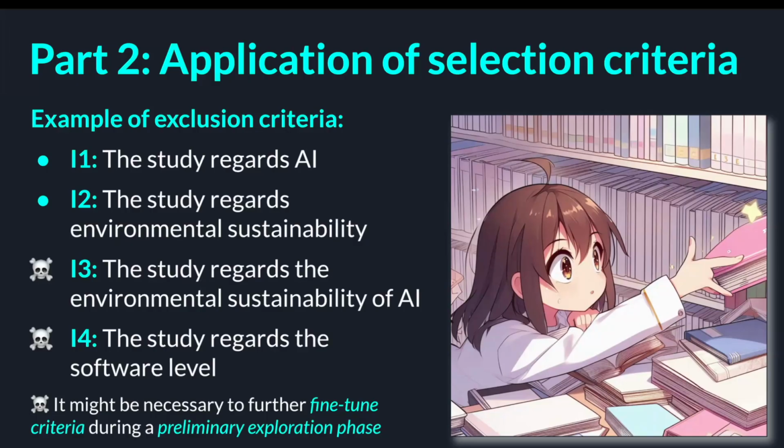So for example, we found that we are only interested in environmental sustainability, because maybe some papers talked about the economic sustainability of AI. And we wanted to focus on the software level, because we also found solutions which were hardware. It was not something we were interested in.